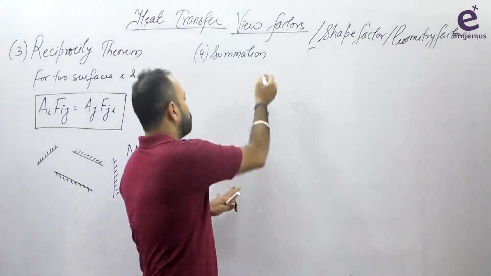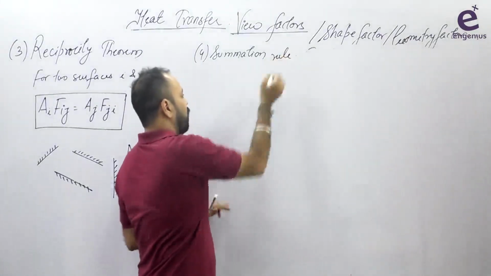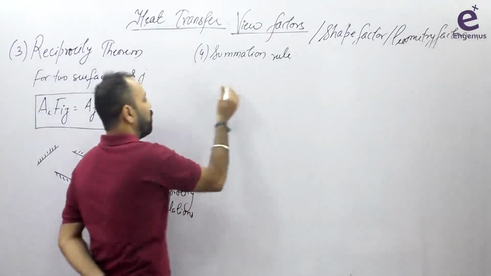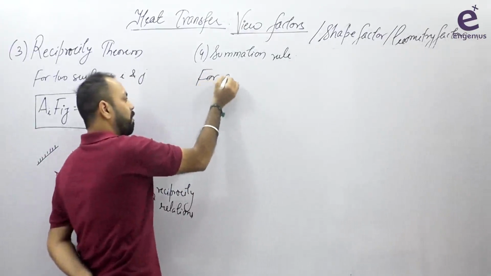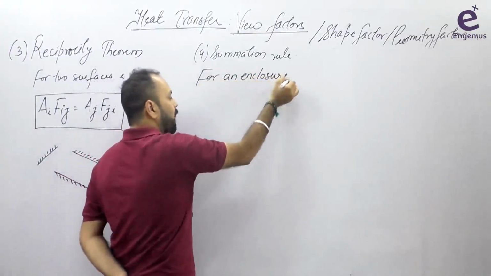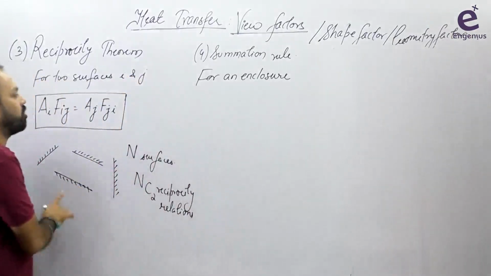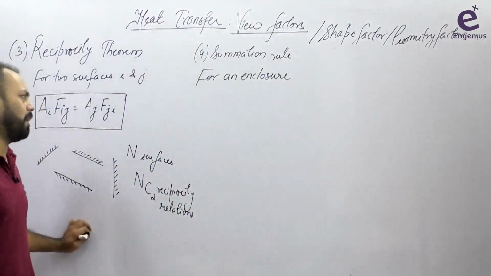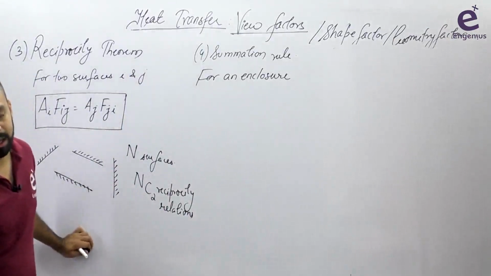Okay, so the summation rule says it is only applicable for an enclosure, right? अब यहाँ पे ये word important है कि summation rule आप enclosure पे ही लगाओगे. This restriction is not there in case of the reciprocity relation. Reciprocity relation आप कहीं भी लगाइए, लेकिन summation rule enclosure पे ही लगेगा, right?